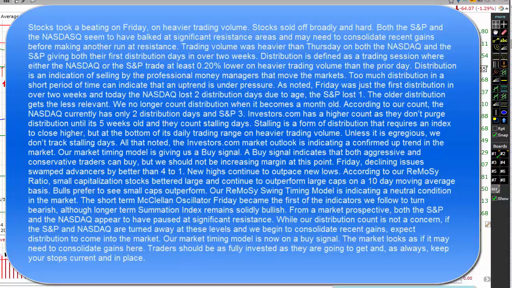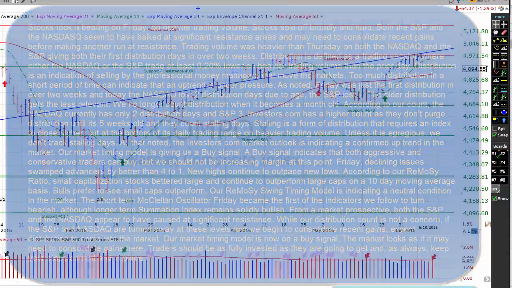Our market timing model is now on a buy signal. The market looks as if it needs to consolidate gains here. Traders should be as fully invested as they're going to get. As always, keep your stops current and in place.